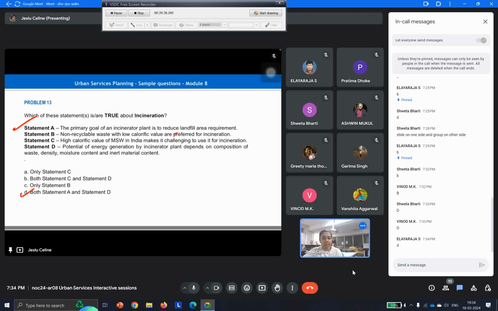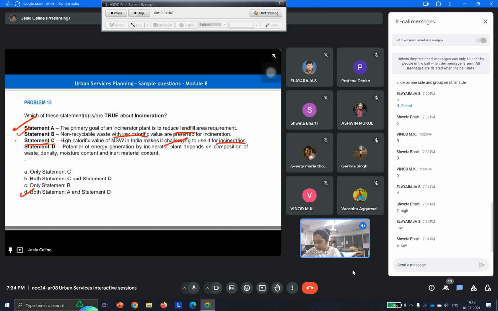So what is the right statement? High calorific value. Yes, we just discussed that. We need high calorific value. So statement C needs the same correction. High calorific value of municipal solid waste in India makes it challenging to use it for incineration. No, it makes it easier to use it for incineration. So that's why this statement is wrong.